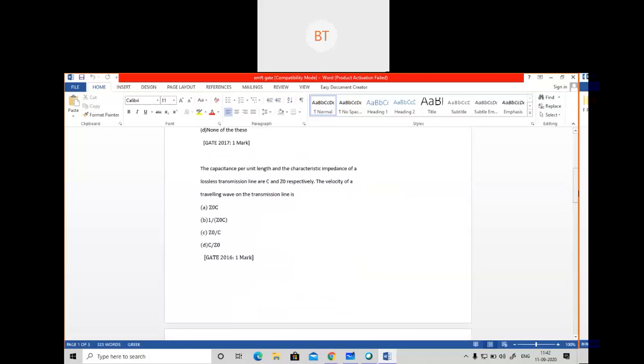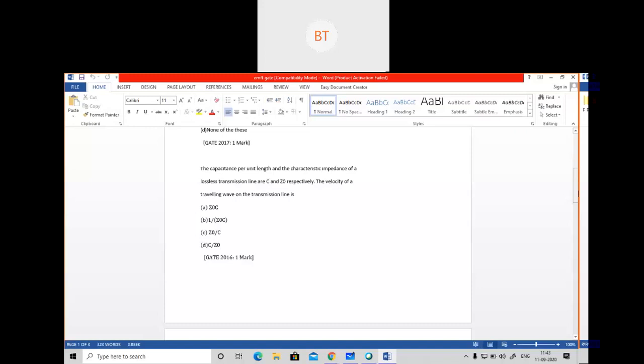So this is the GATE 2016 problem. They had asked us to calculate the velocity. If you are clear with Zin, Z not, all those values, then from those values only they will ask you other things to calculate. In this question they had given you the capacitance per unit length and the characteristic impedance of a lossless transmission line, C and Z naught. And they were asking you to calculate the velocity of the traveling wave on the transmission line.